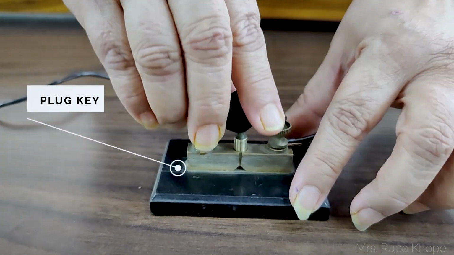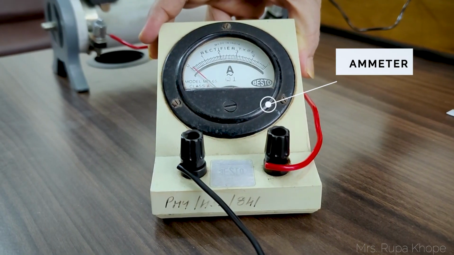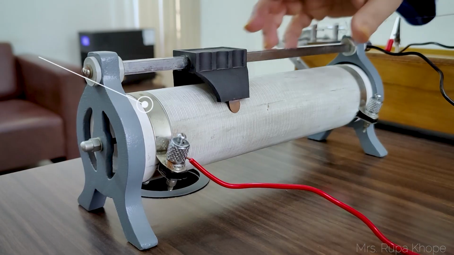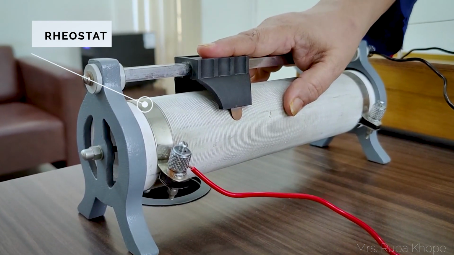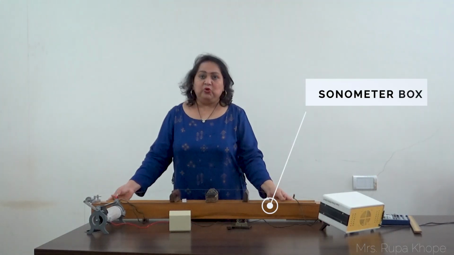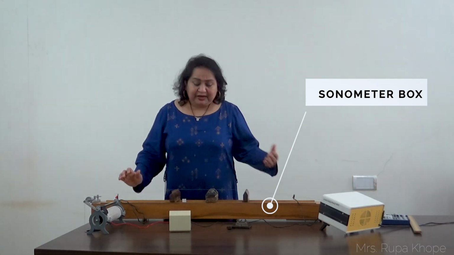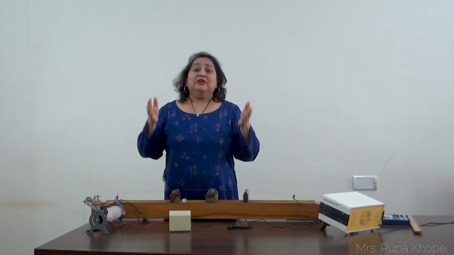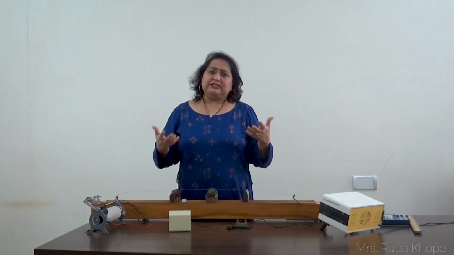Then we have a key, then we have an AC ammeter, which will measure the AC current. Then we have the rheostat, it is going to control the current and keep it in a desired range. Then we have something called a sonometer box. Have you heard of it? It's a hollow box. Why is it hollow? It is hollow because it has to do some beautiful work, as you have seen in instruments like guitar, sitar. Why are those boxes hollow?